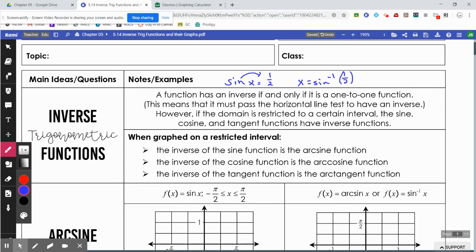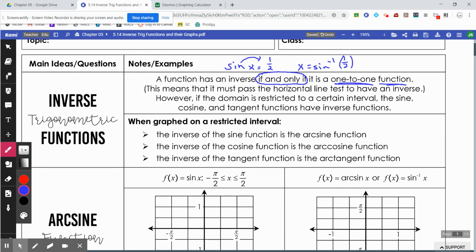So therefore, when we're saying inverse trigonometric functions, a function has an inverse. Remember that. A function has an inverse if and only if it is 1-to-1. It has to be a 1-to-1 function. This means that it has to pass the horizontal line test to have an inverse.